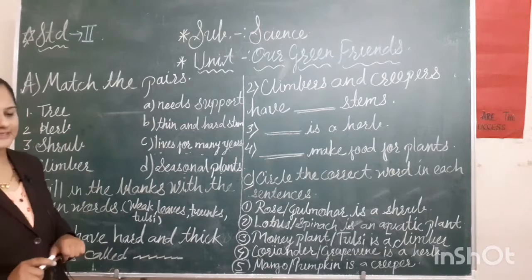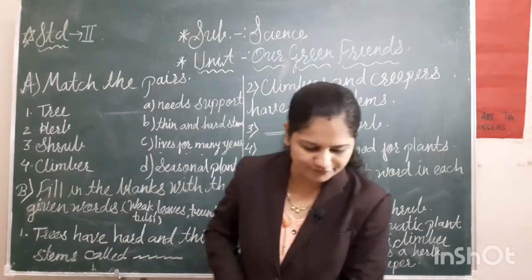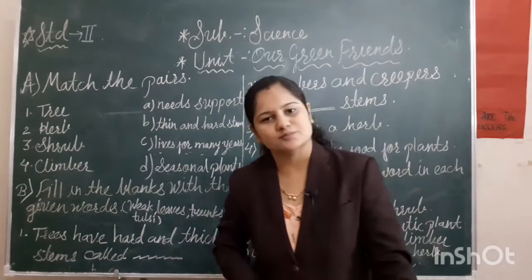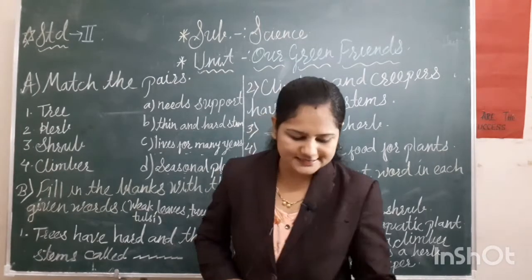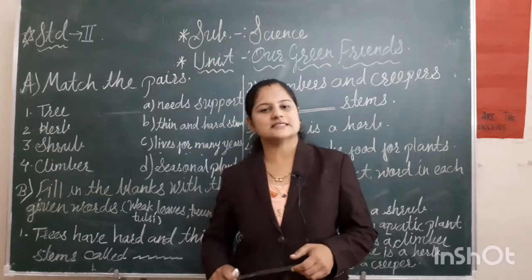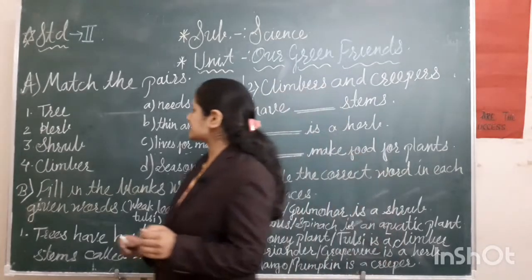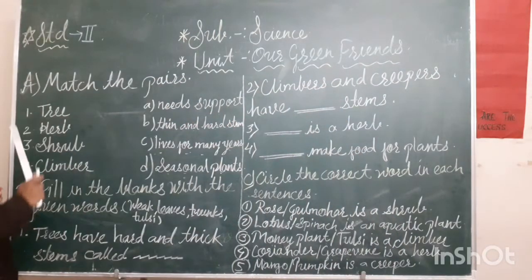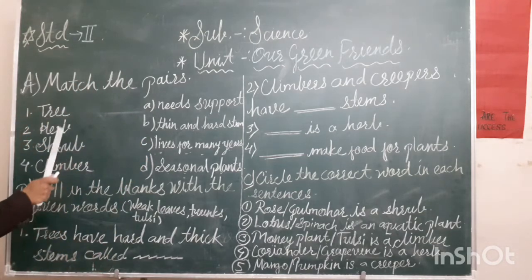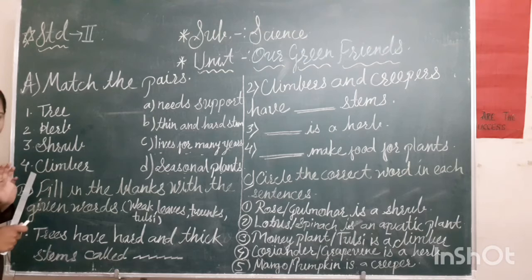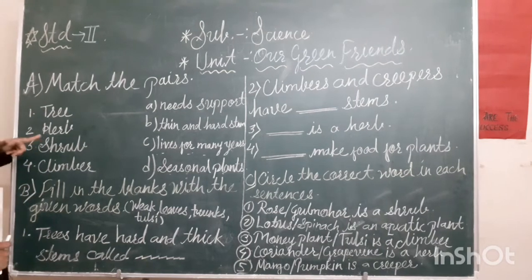From your exercise, your science textbook page numbers 5 and 6, we have the exercise. Let's move towards that. The first question is A, match the pairs. Tree, herb, shrub and clamber. Yes, obviously these are the types of the plants.